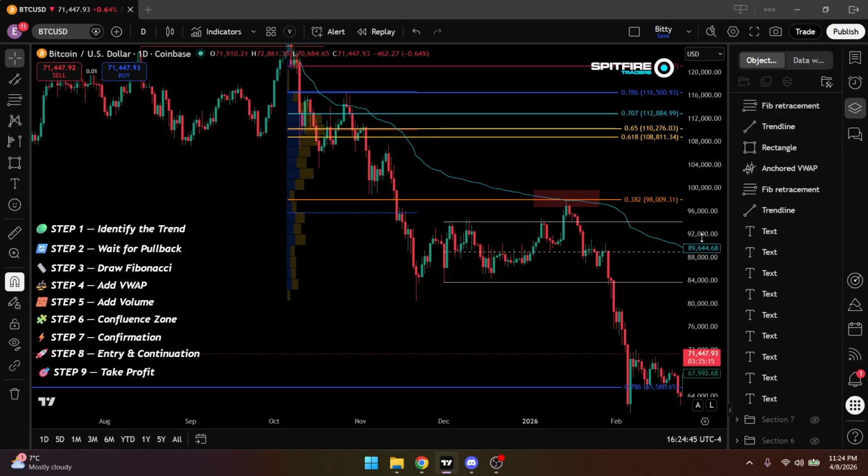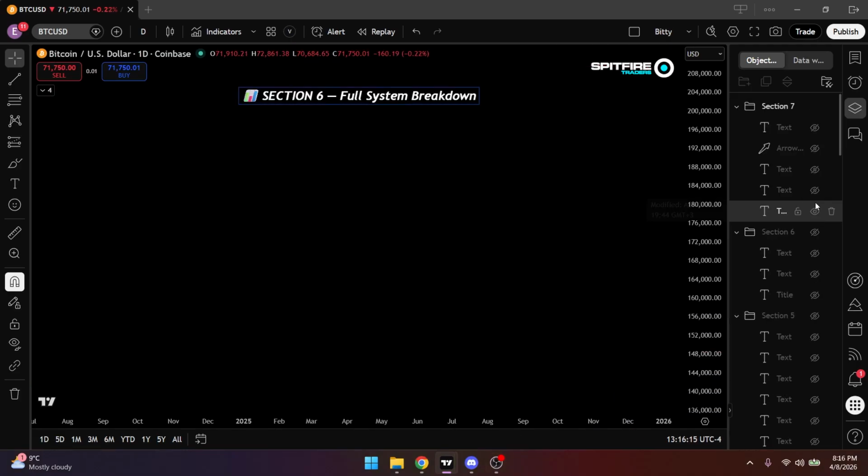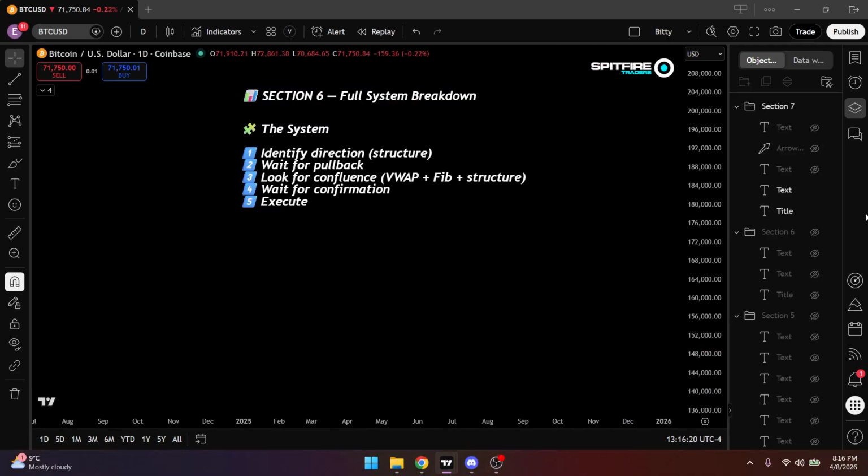So why our trade worked so well and not the breakout? Because our trade has it all. It has patience, it has structure, timing, confluence, and execution. This is a full system breakdown. So let's put everything together. Our system is simple. Identify direction, wait for pullback, look for confluence, wait for confirmation, and execute. This way we have a clean workflow: direction, pullback, confluence, confirmation, and entry.